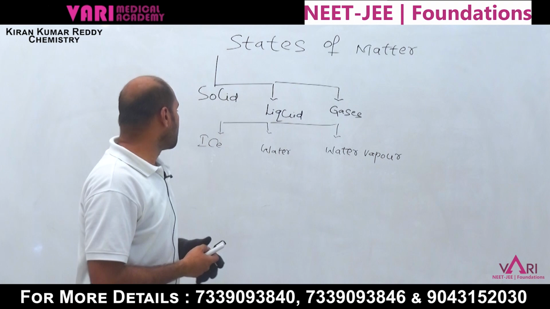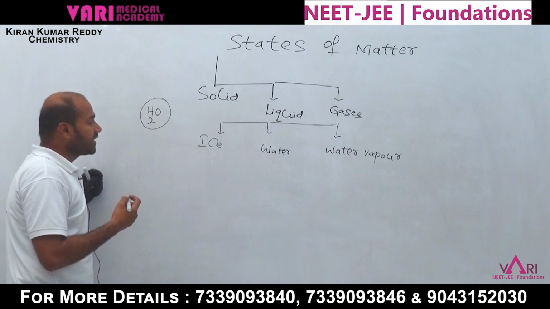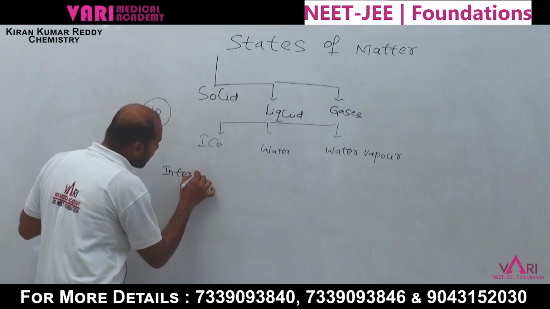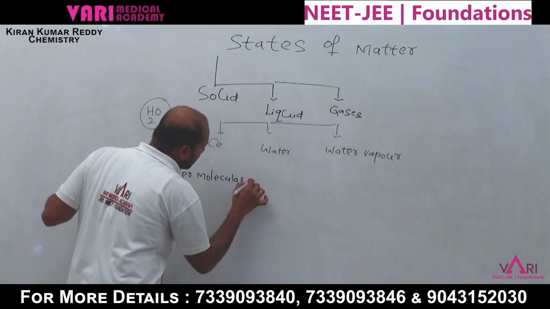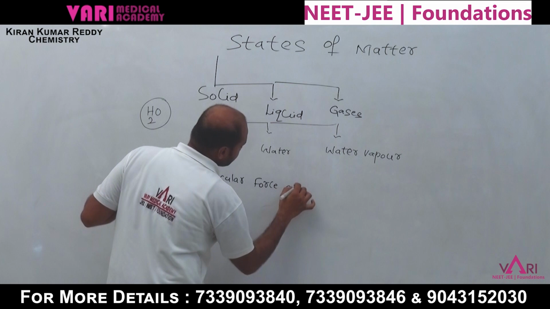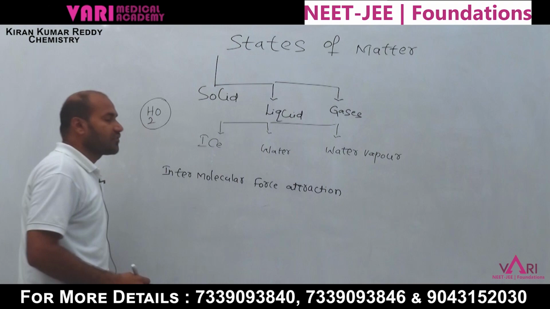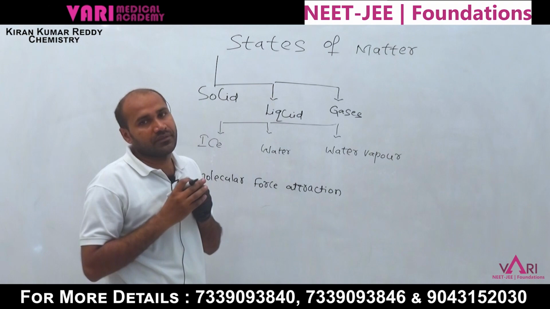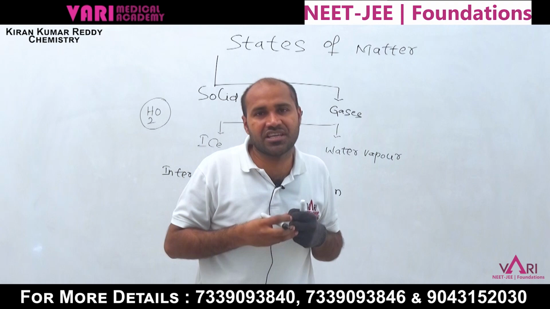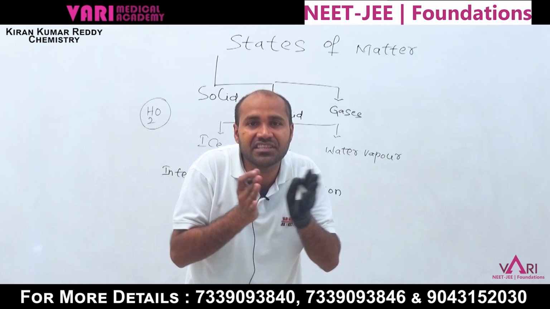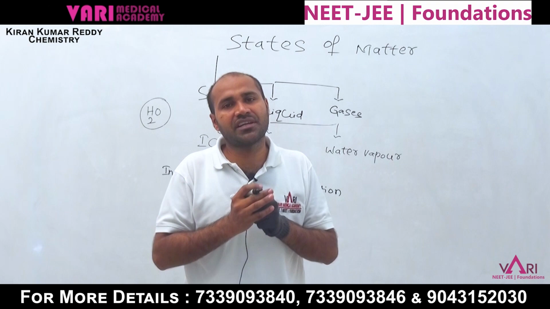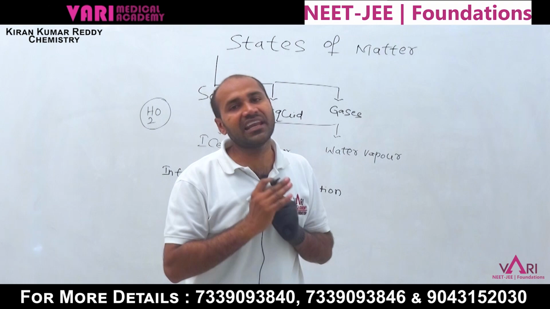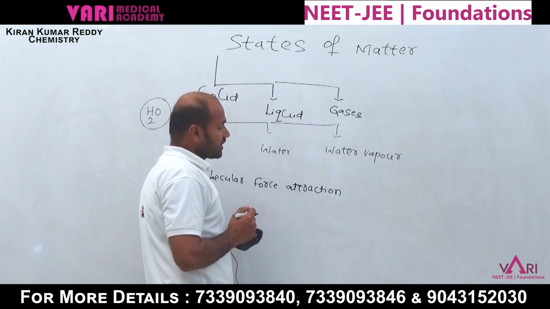Now there are two types of interactions. One is intermolecular force of attraction. Due to intermolecular force of attraction, the molecules are very close to each other. When close to each other, there is a strong interaction present. This intermolecular force of attraction is used to measure the potential energy. If there are more intermolecular forces, there are more attractions.